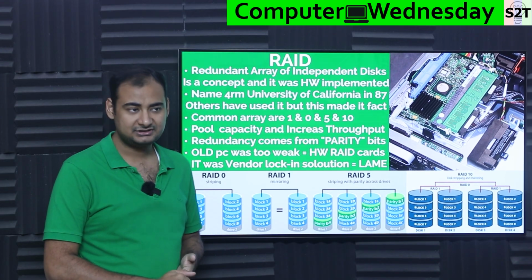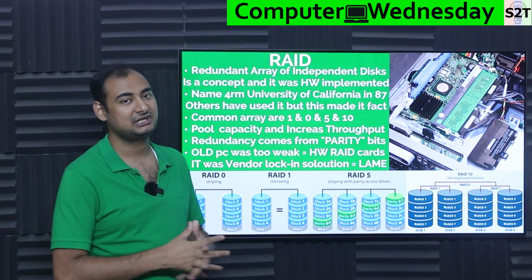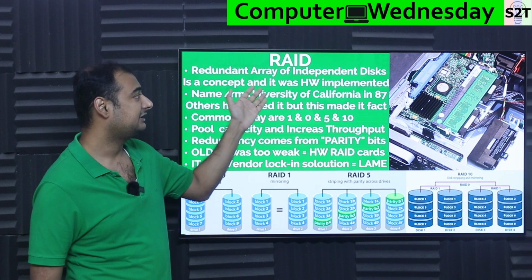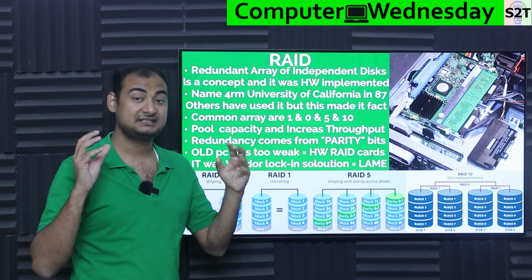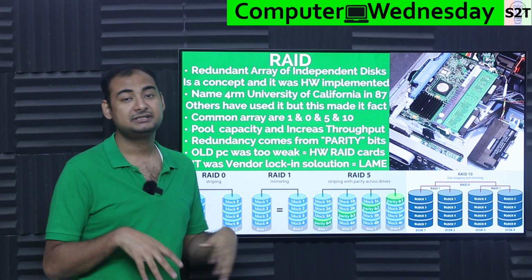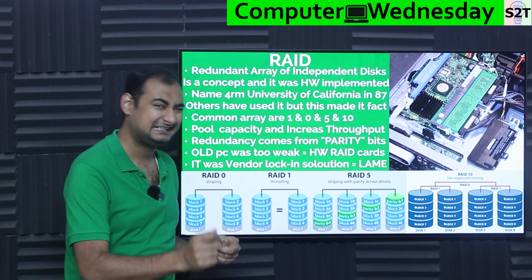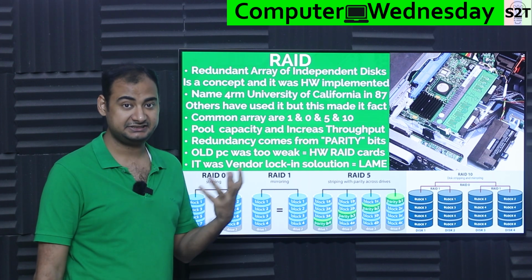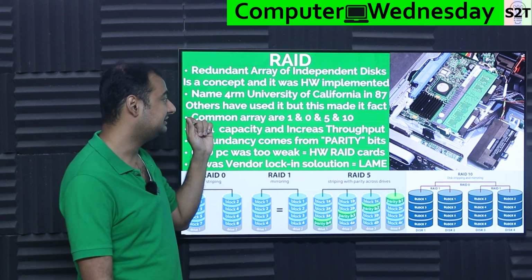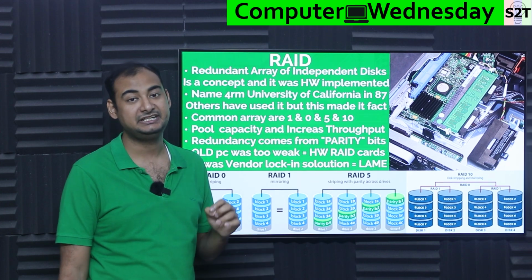So RAID was the first idea, the first iteration where we tried to solve this, which we call redundant array of inexpensive disks. Now, be mindful, it's a concept. How you implement it is up to you. Generally, whenever you are talking about RAID, it is implemented on a hardware level. And the name, this acronym RAID, started at the University of California in 1987.